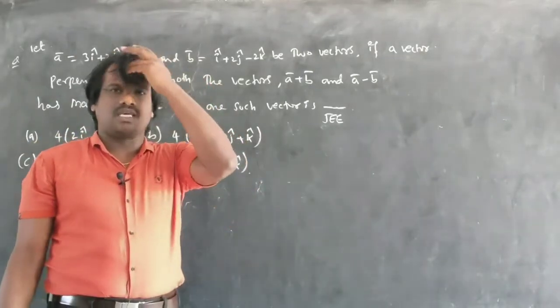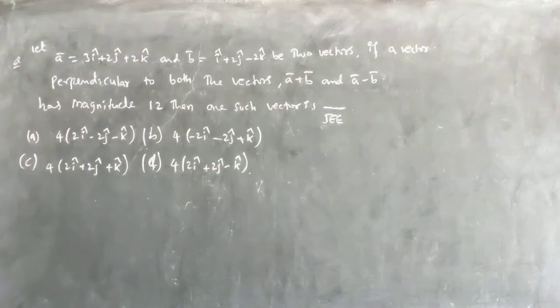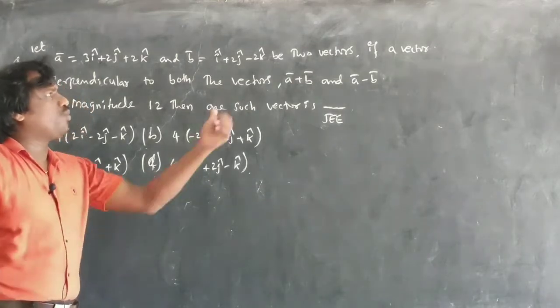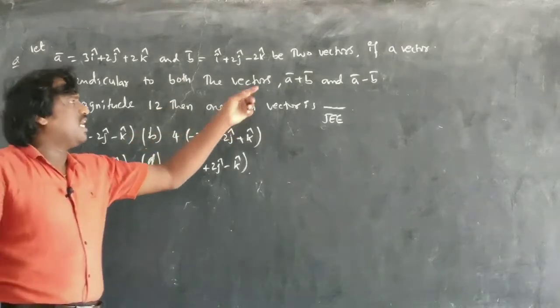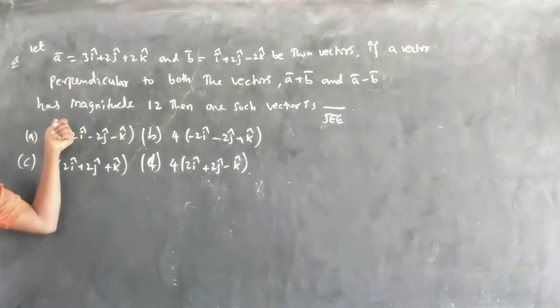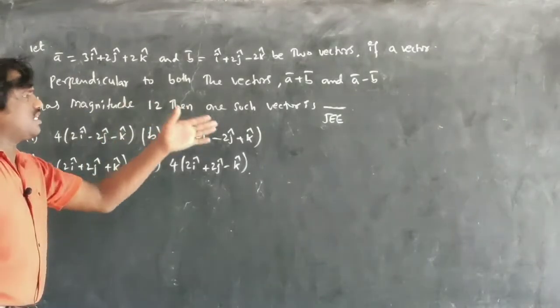Hello students, let us see one more question on this. Now, vector A is equal to 3 i cap plus 2 j cap plus 2 k cap. Vector B is equal to i cap plus 2 j cap minus 2 k cap. If a vector is perpendicular to both the vectors A plus B and A minus B, and has a magnitude of 12 units, then one such vector is dash.